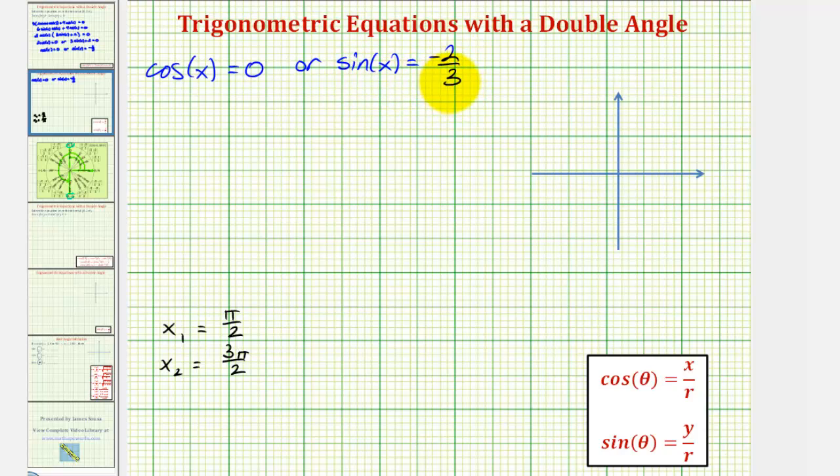We won't find the sine function value on the unit circle, so we'll have to use the calculator to get decimal approximations. If sine x equals negative 2/3, to solve this equation for x, we would take the inverse sine or arc sine on both sides of the equation, which would give us x is equal to inverse sine of negative 2/3. And now we'll go to the calculator to help us find x.